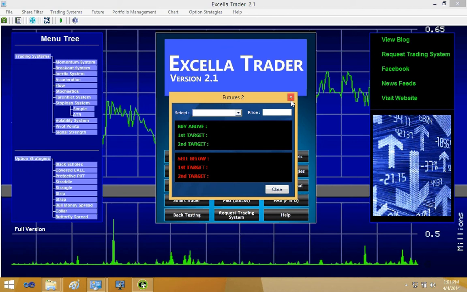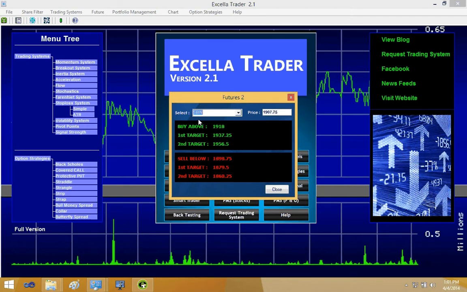There is another futures window. We are using the GANN method here. So you can take any futures, whether it is a stock future or an index future. Here we are taking SBIN, State Bank of India future. It is showing the buying level and selling level.